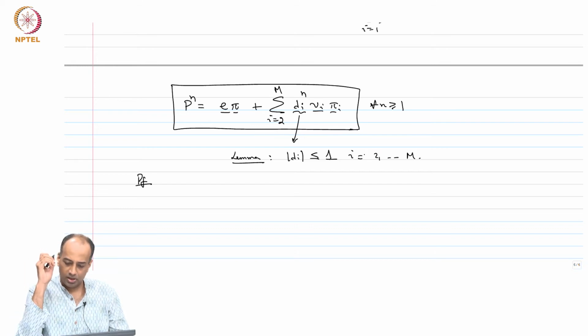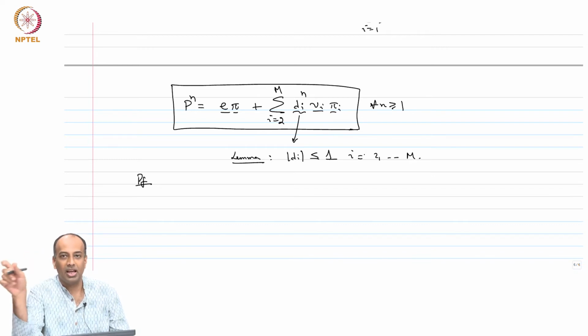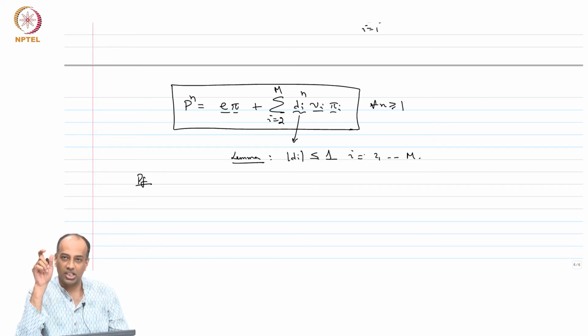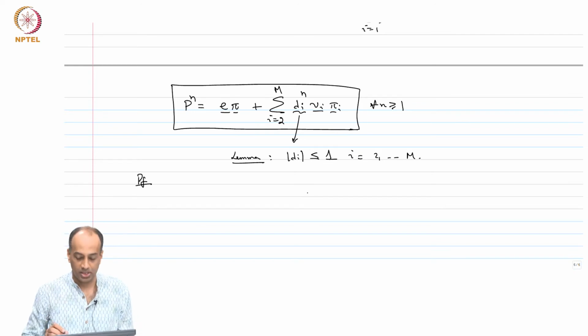Now, if all these lambda i's from 2 to m have a magnitude strictly less than 1, then I will have convergence of P to the n to E pi. We know that in the case of an ergodic Markov chain, this convergence happens. We already proved it in Perron's theorem. So, for an ergodic Markov chain, we can conclude that the absolute value of lambda i is actually less than 1. In general, if you do not have ergodicity, the eigenvalues are less than or equal to 1. The way you prove this lemma is as follows.